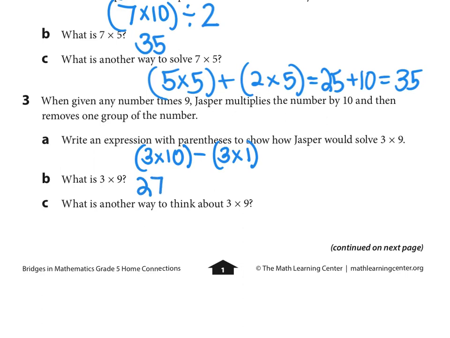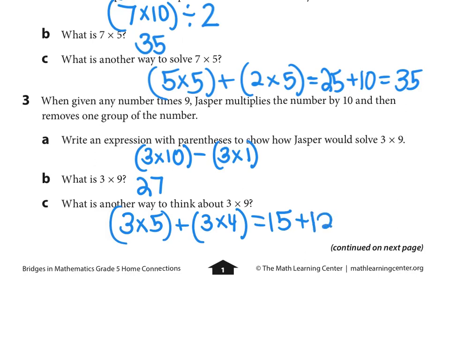What is another way to think of 3 times 9? So you can break up this 9 to be 5 and 4. So we can think 3 times 5 plus 3 times 4. And I know that 3 times 5 is 15, and 3 times 4 is 12. So 15 plus 12 equals 27. And again, there's probably another way you can think about that. So feel free to add that on your page.